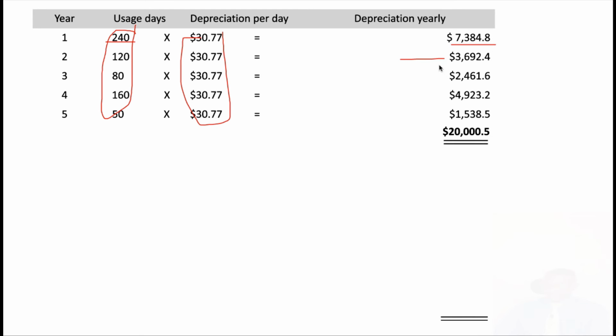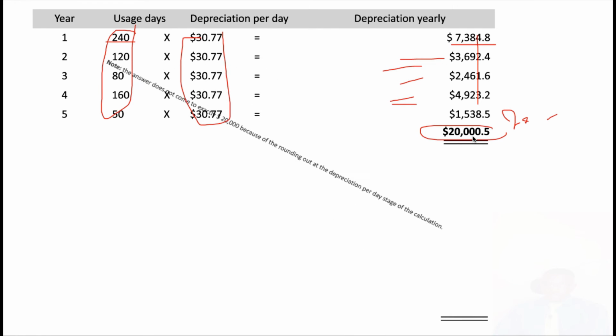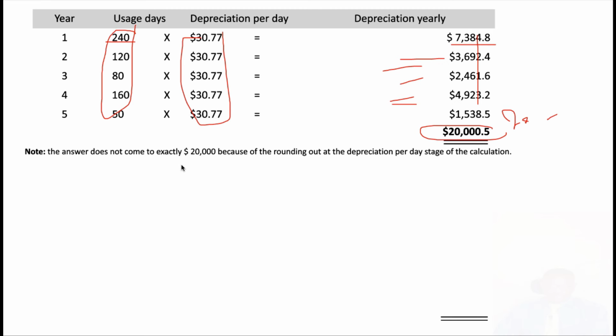In the last year, we will have the remainder. The total of this is going to be 20,000. Note that the answer does not come exactly to 20,000 because of the rounding of the depreciation per day usage. So because of rounding, the answer is not exactly equal to 20,000.